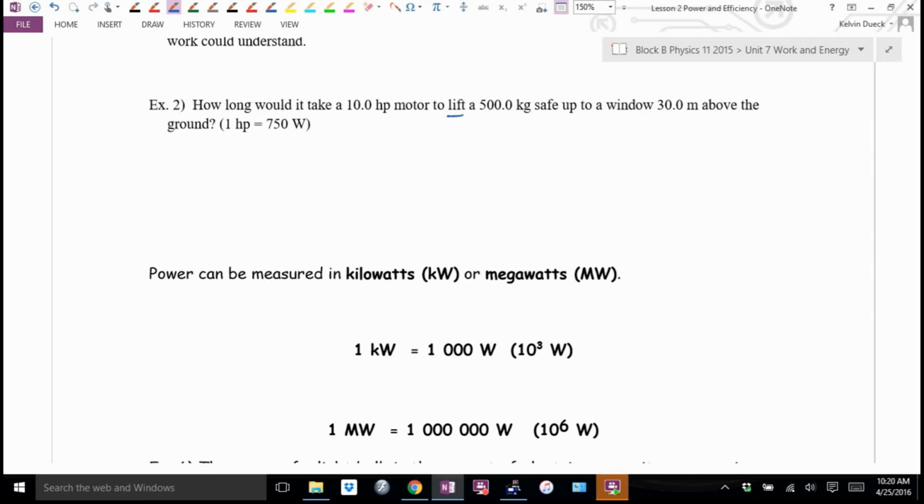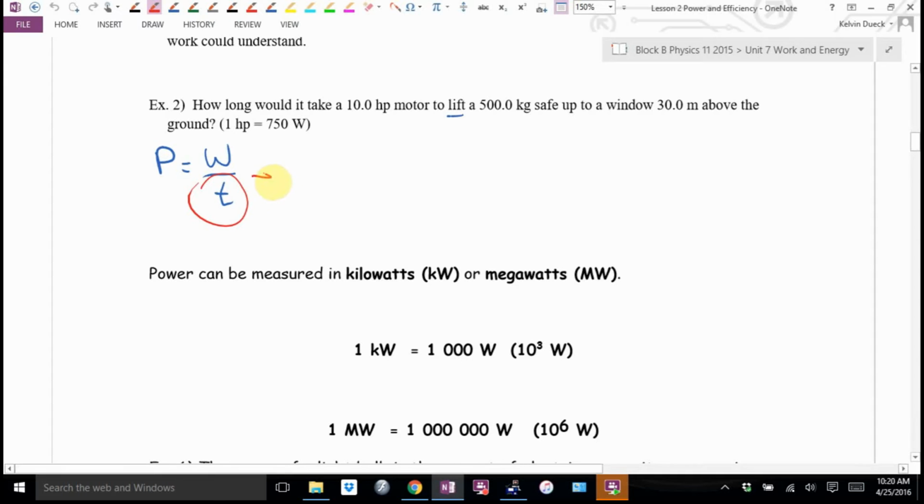Kareem, what's this question want me to find? Power is work over time. I want to get that by itself. Where is the time right now? In the bottom of a fraction. Wait a minute. How could I get the time to the top?